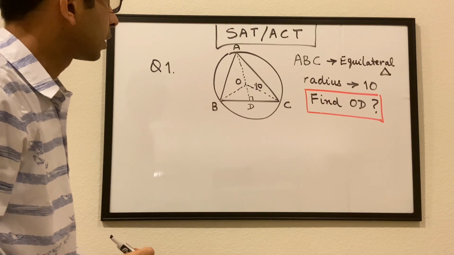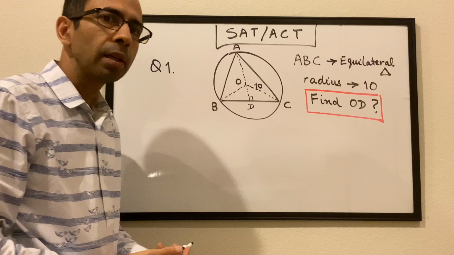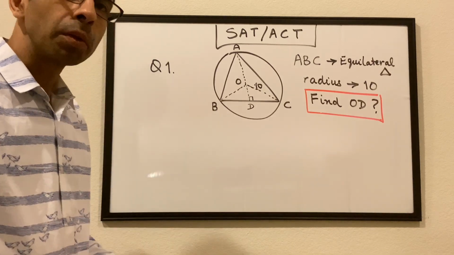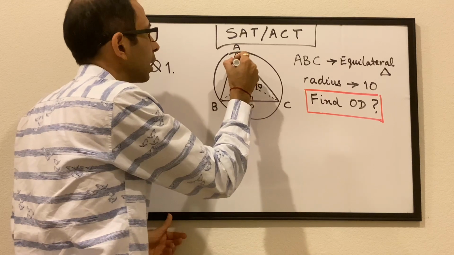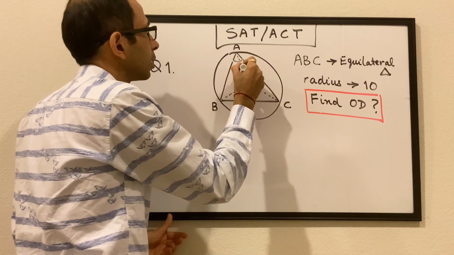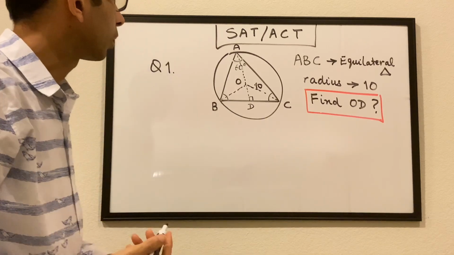Now given the fact that it's an equilateral triangle, we know that all the angles of an equilateral triangle are equal and they are equal to 60 degrees each. So each of these angles is 60 degrees. This angle here is 60 degrees, similarly this angle here and this angle here, because it's an equilateral triangle.